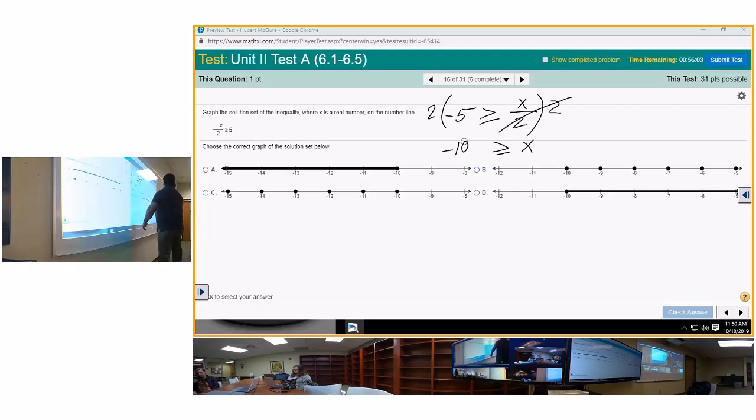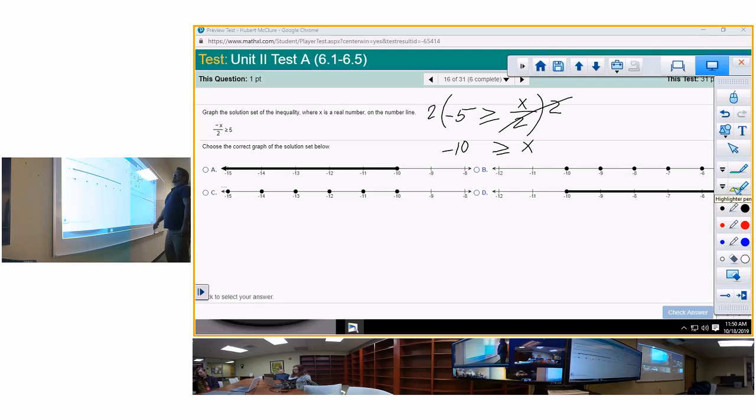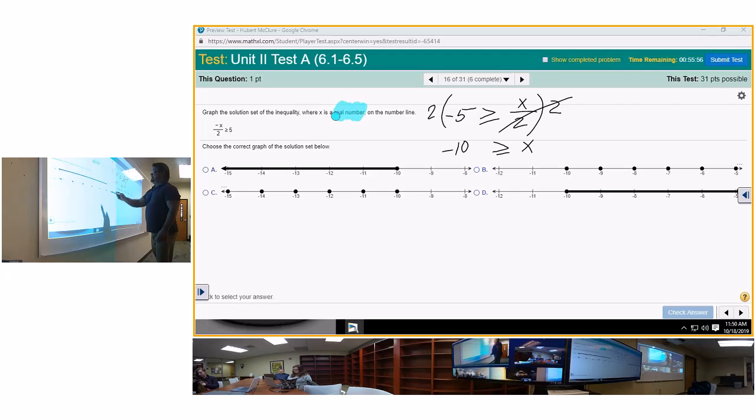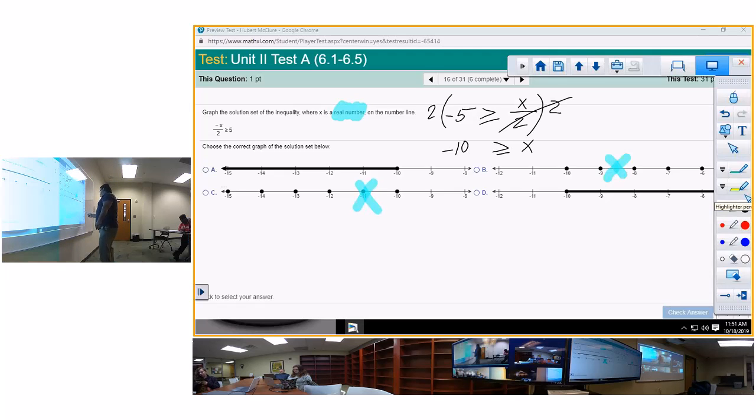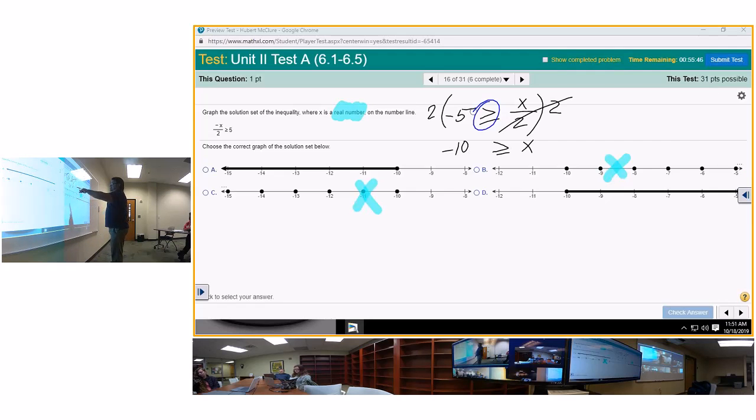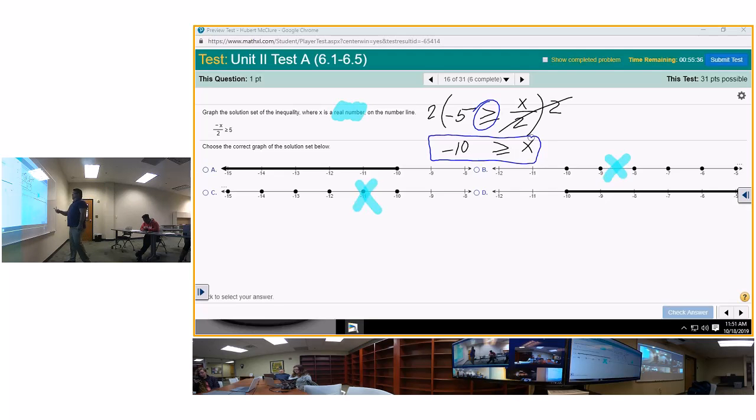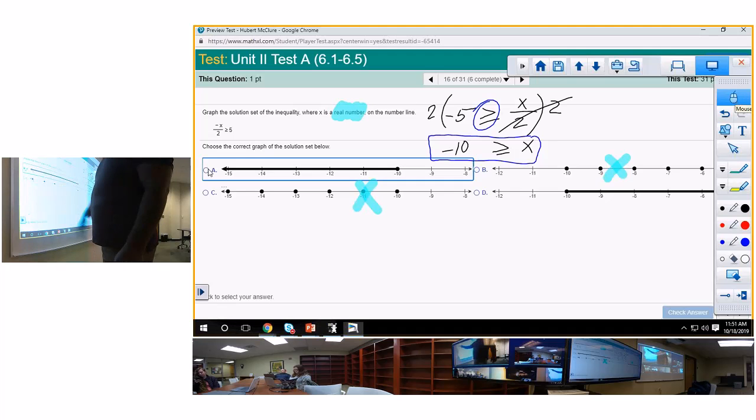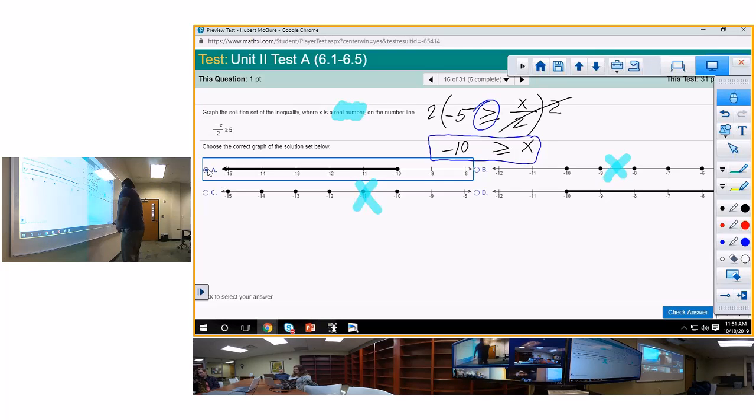So let's go ahead and take our highlighter out. What does that say? Real number. So that means a line. So that one goes out and that one goes out. So what does this mean? Closed circle. We've got closed circles on both. So that means we've got to look at the answer. What numbers are less than negative 10? Alpha. And you feel good about yourself.